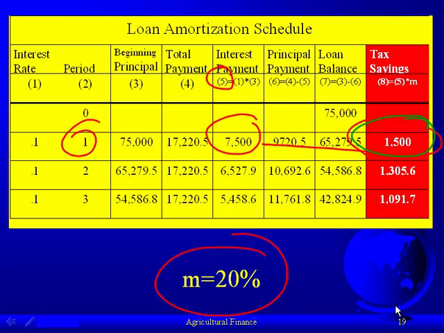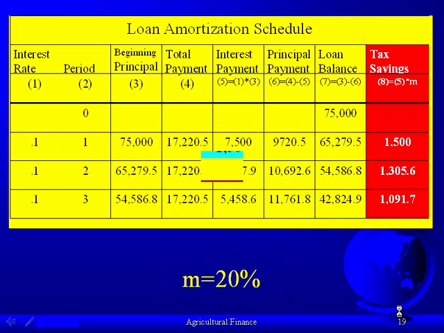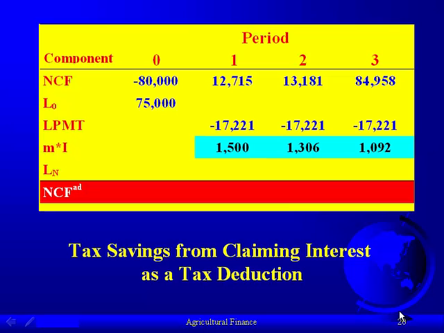$1,500. In the third period, interest was 5458.6. We multiply that by 20%, and it comes out to $1,091. Now, if you look at these three numbers that were just simply calculated by multiplying the interest payment by the marginal tax rate, notice that we're going to then transpose those onto the category of tax savings from interest. So you see that they show up as highlighted in blue.